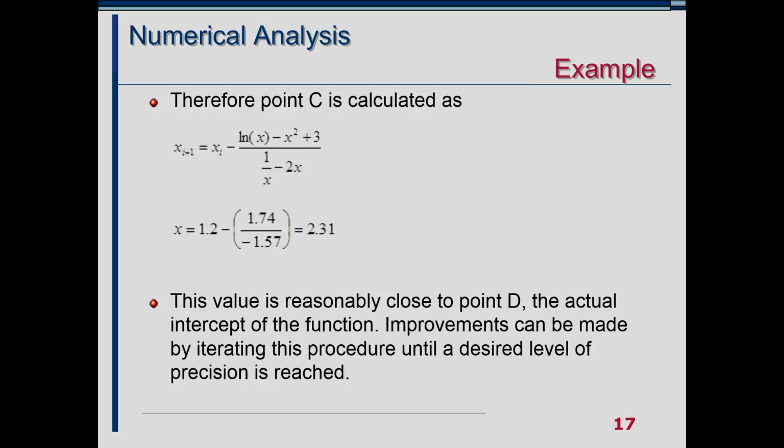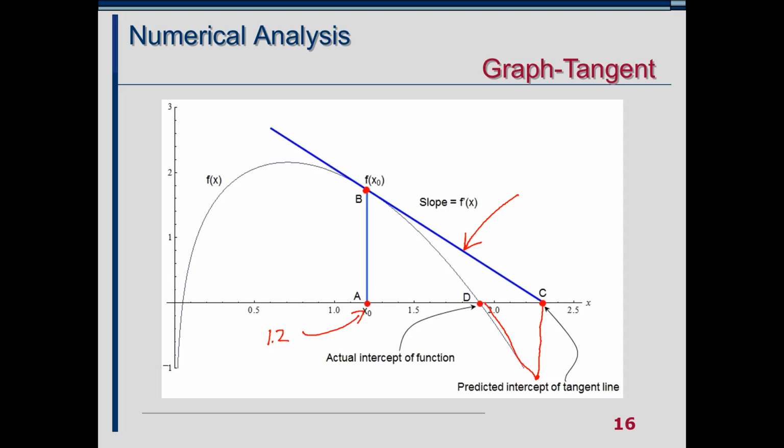Let's see if I do that. So point C, I plug in as 1.2. This is just my guess. Where did the number 1.2 come from? I made it up. Why? Because it looked like it was going to be fairly close. An important part of using numerical techniques is to come up with a good guess or a good estimate, and sometimes that can be difficult to do.